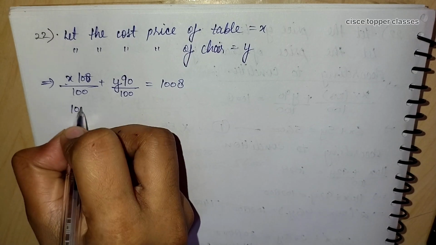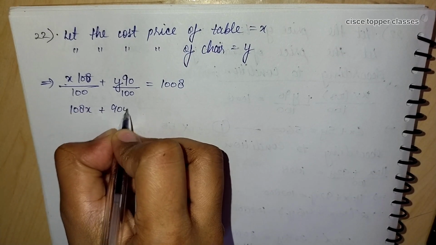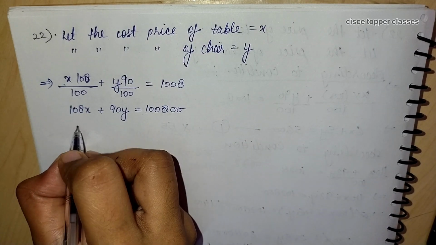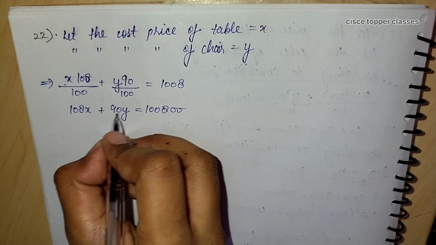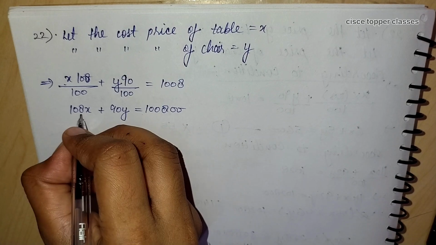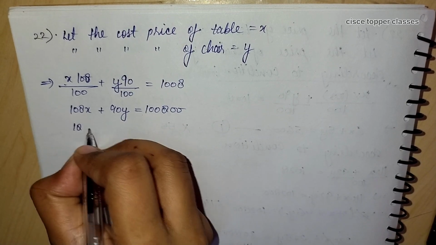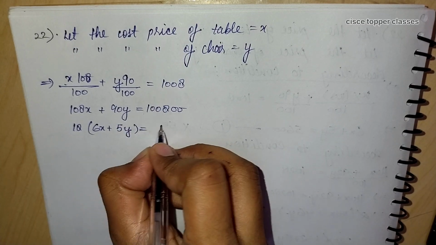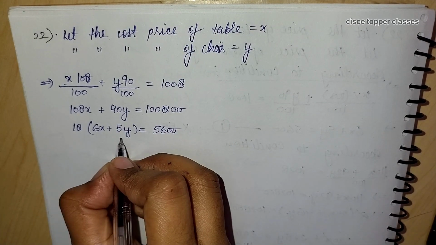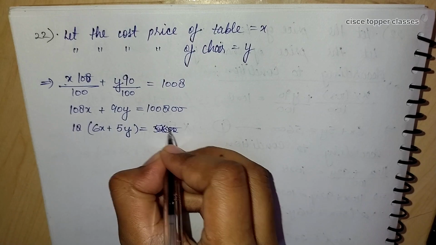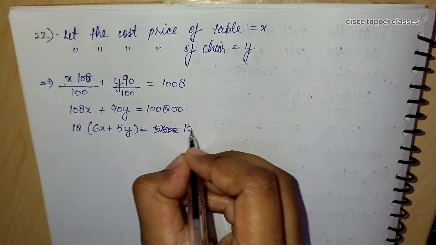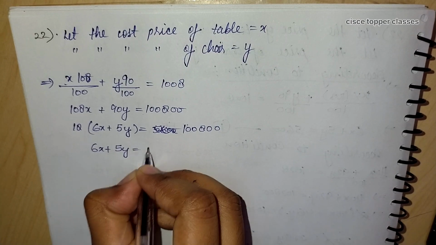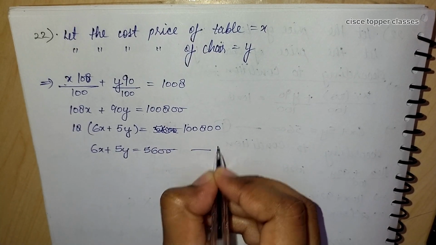We can write it as 108x plus 90y equal to 100800. On solving this, we will take 18 common, so we will divide 100800 by 18. Here we will get 6x plus 5y equal to 5600 as the first equation.